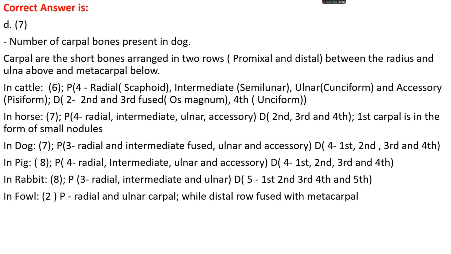In pig, there are 8. The proximal row includes radial, intermediate, ulnar, and accessory. The distal includes first, second, third, fourth. In rabbit, there are also 8. The proximal includes radial, intermediate, and ulnar, while the distal includes first, second, third, fourth, fifth. In fowl, there are 2. The proximal includes radial and ulnar carpal, while the distal row is fused with the metacarpal.